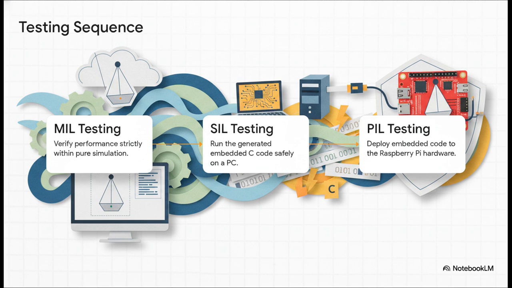Finally, we run processor in the loop, or PIL. That's where we put the embedded code onto the actual Raspberry Pi, but have it control the virtual pendulum. We get to verify runtime requirements and assess hardware safety without ever risking a physical crash.